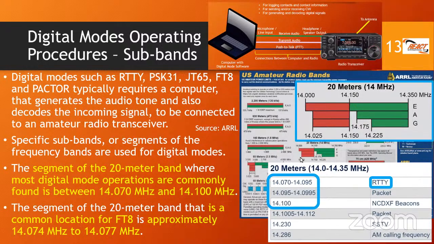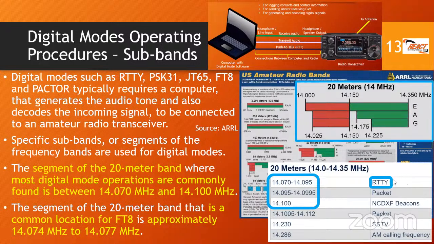So we talk about subbands, and these subbands are really a guide to what frequencies we can use to employ a particular mode. If we're doing voice mode or phone mode, there's a particular segment of the band, or subband, that we will use. If we're doing digital modes, there are specific subbands that we will use. And we need to know for the exam that in the 20 meter band, you can find digital mode operations between 14.070 megahertz and 14.100 megahertz.